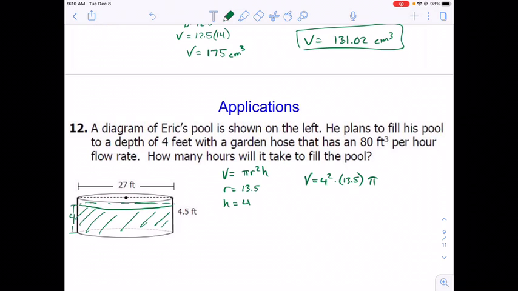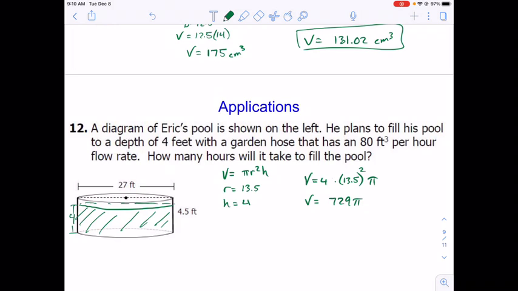I'm sorry, I wrote the wrong numbers here. Let's go back and change this. The height is 4. We're going to square 13.5. So we're going to square the radius, multiply it by 4, and then multiply by pi. This is going to give us 729 pi. I'm not going to calculate this yet because I still have a little work to do, and I don't want to round off anything yet. So this becomes my volume.